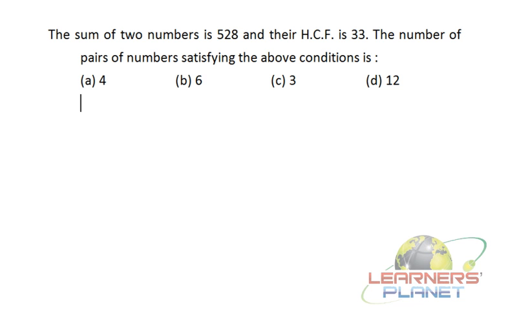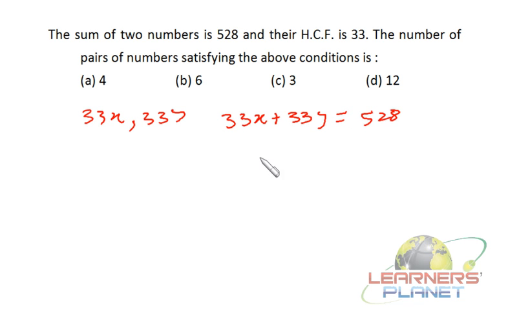Now let's see this problem. The sum of two numbers is 528 and their HCF is 33. We have to find the number of pairs of numbers satisfying this condition. If HCF is 33, then we can assume the numbers to be 33x and 33y. Now 33x plus 33y is given as 528. That means x plus y is equal to 528 by 33, that is 16. Now we have to find out the number of pairs which give the sum as 16.